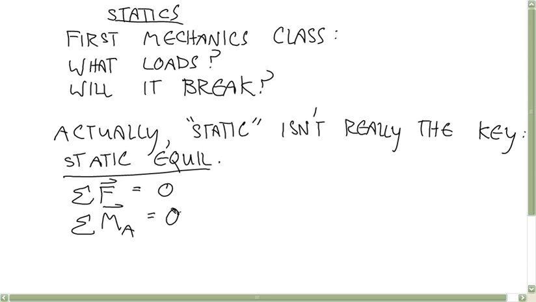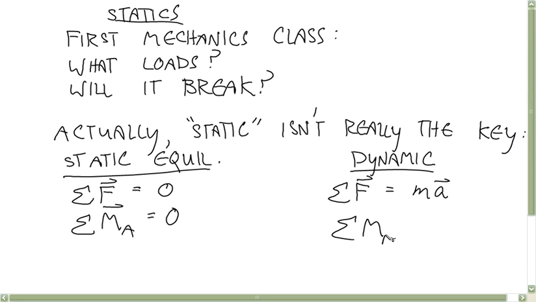So how different would it be if you have an object that's moving? So say you have dynamic conditions. Then you just have this. You just have to calculate that acceleration, a, and that angular acceleration, alpha.